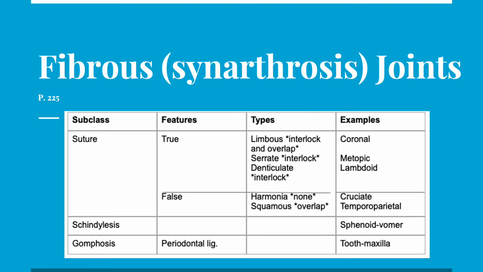The only thing you need to know about a schindylesis really is that the sphenoid vomer joint will be an example of that. And then a gomphosis. Gom should hopefully make you think of mouth and gums. And so gomphosis is going to be between your tooth and your maxilla. So your periodontal ligaments are going to be involved there. So if he's asking anything about the mouth, which sometimes happens, that's going to be your gomphosis.